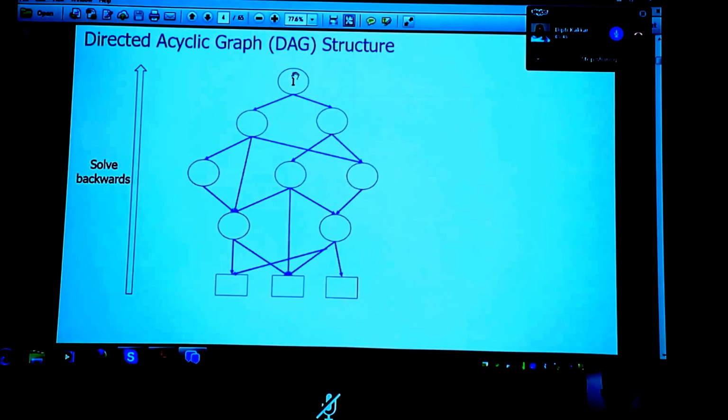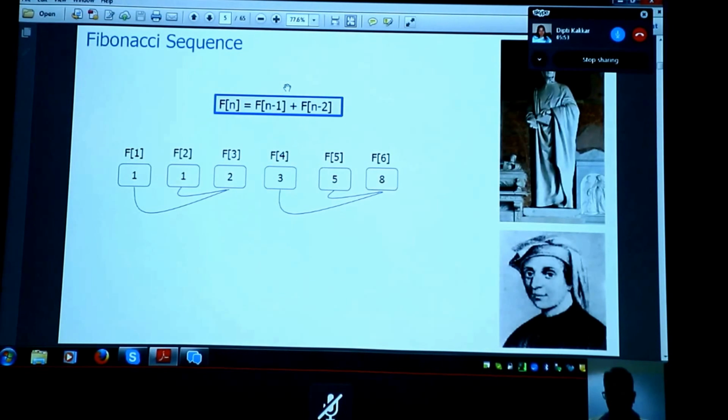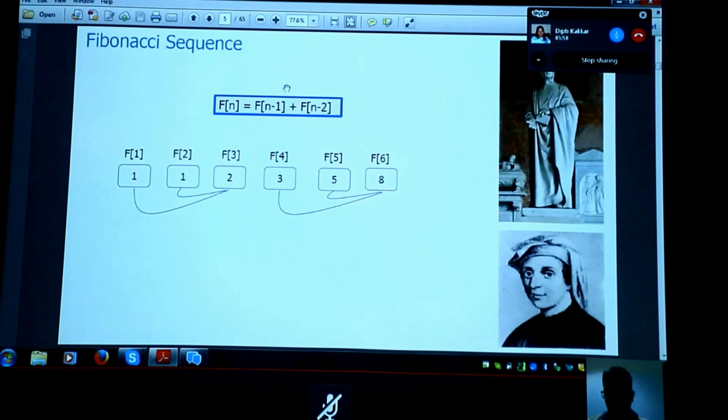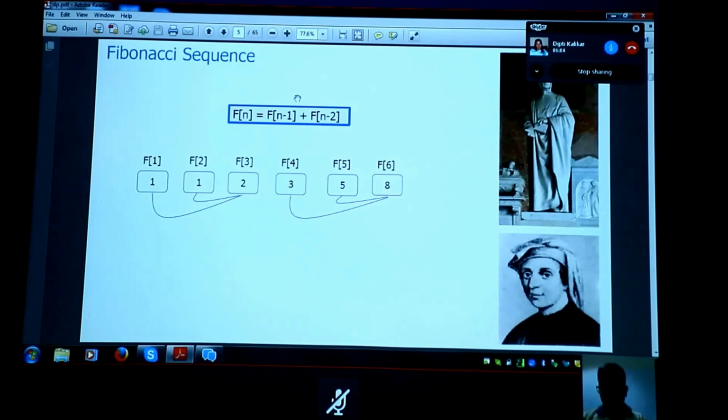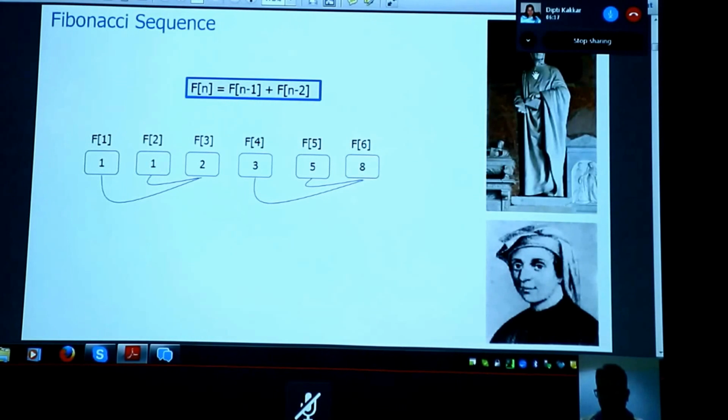So the first one is perhaps one of the earliest examples, I would say, of dynamic programming: the Fibonacci sequence, right? We all would have seen the sequence at some point, but I don't think any one of us would have seen Fibonacci himself. So I put a portrait of him taken from Wiki, and the thing you see on the top is a statue of Fibonacci in his hometown. That's also from Wiki. So what is the Fibonacci sequence?